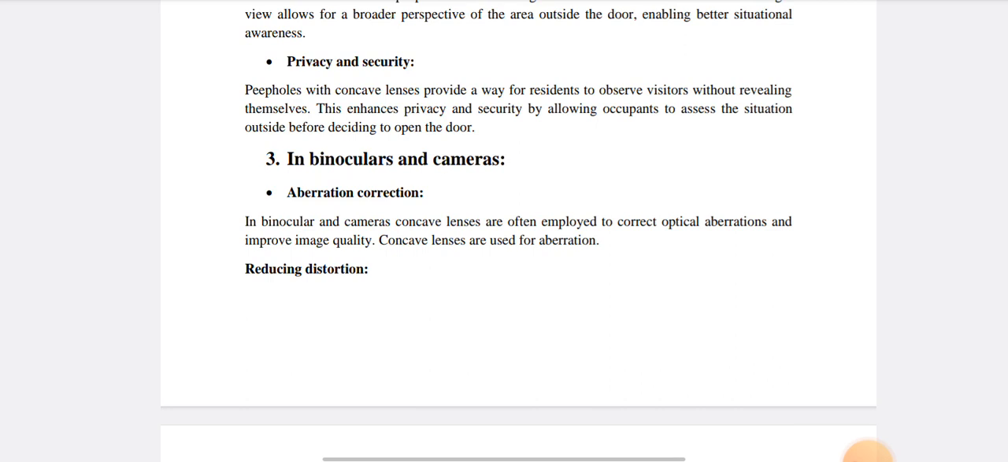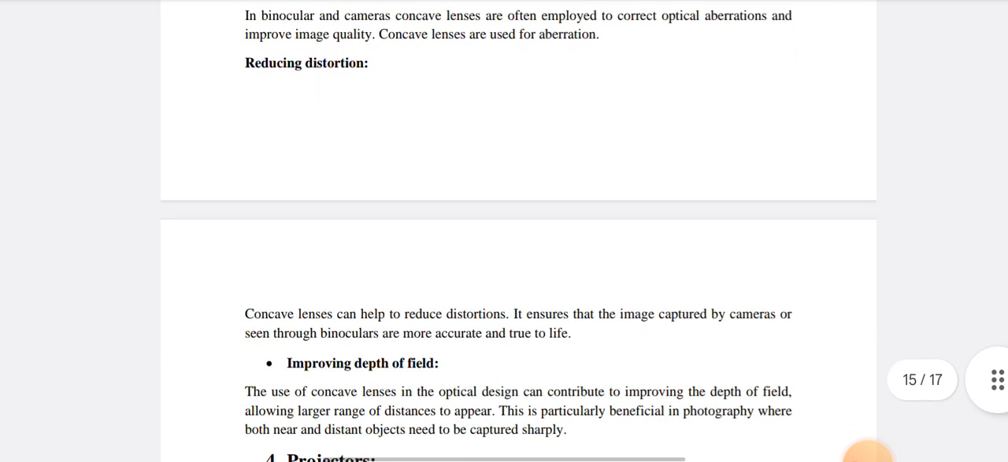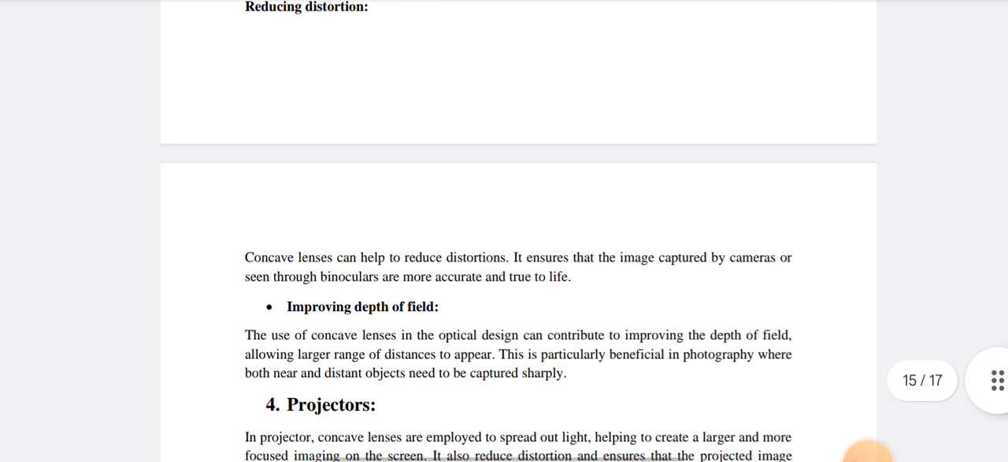Concave lenses are used for aberration, reducing distortion. Concave lens can help to reduce distortion. It ensures that the image captured by cameras or seen through binoculars is more accurate and true to life. Improving depth of field. The use of concave lens in the optical design can contribute to improving the depth of field, allowing a larger range of distances to appear sharp. This is particularly beneficial in photography where both near and distant objects need to be captured sharply.